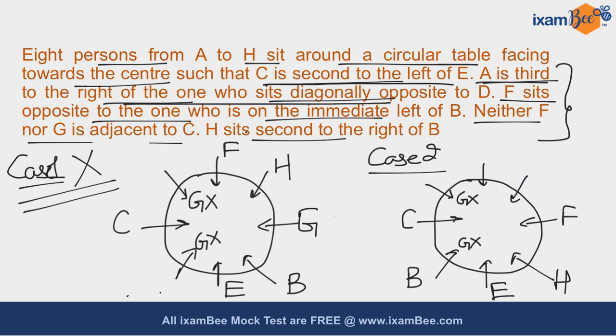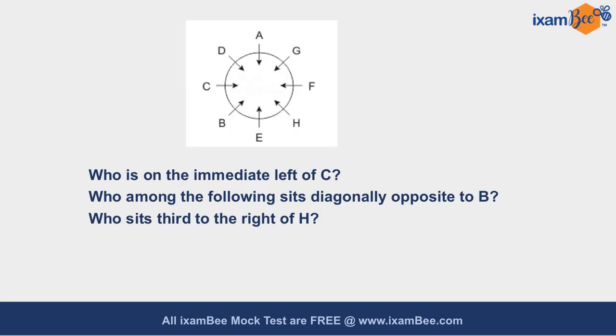However, if you try fixing in your case number 2, you know that A is third to the right of the one who sits diagonally opposite to D. So if D is placed over here and you know that H is diagonally opposite to D, and A is third to the right of the one who sits diagonally opposite to D, you can place A over here and G over here. So this is the correct arrangement, and on the basis of this arrangement you have to find your answers. So on the basis of your arrangement you have to find all these answers.